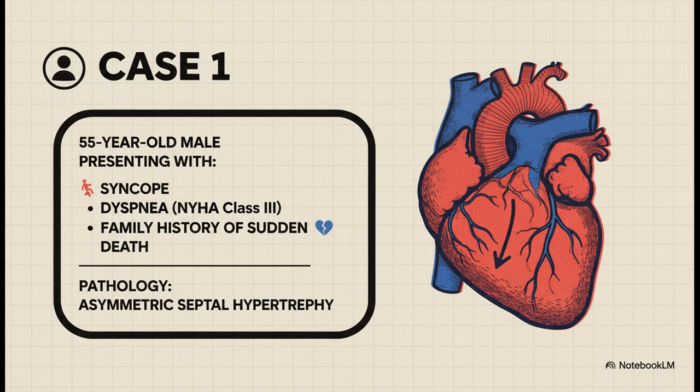You see this history and you're immediately concerned. The core problem here is that asymmetrically thickened septum, which creates a dynamic obstruction in the left ventricular outflow tract, the LVOT. And those two things in the history, syncope and a family history of sudden death, those are huge red flags. It tells us this patient is at high risk and intervention is urgent.